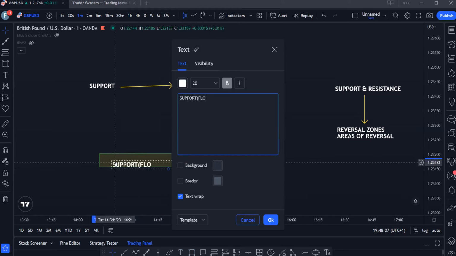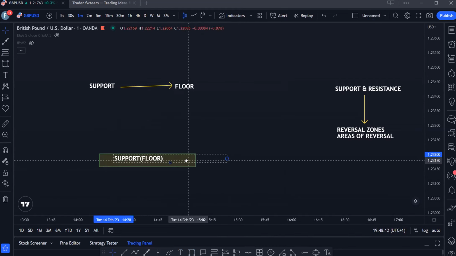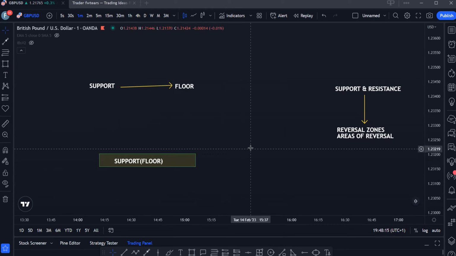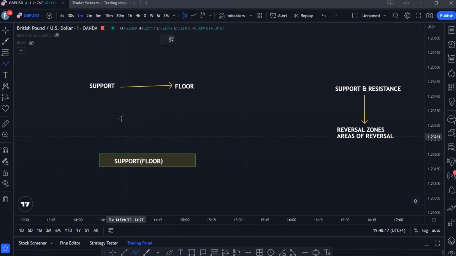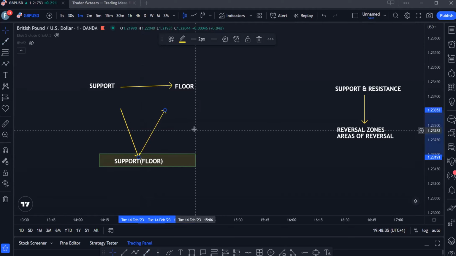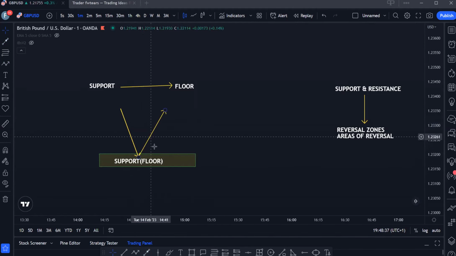Floor. So a support zone would act like this. So you see price coming from up like this, and then it's going down. And then suddenly, price gets to a particular place, and then you just see a sharp or a swift change in direction, like so. Something was responsible for pushing this price back up.